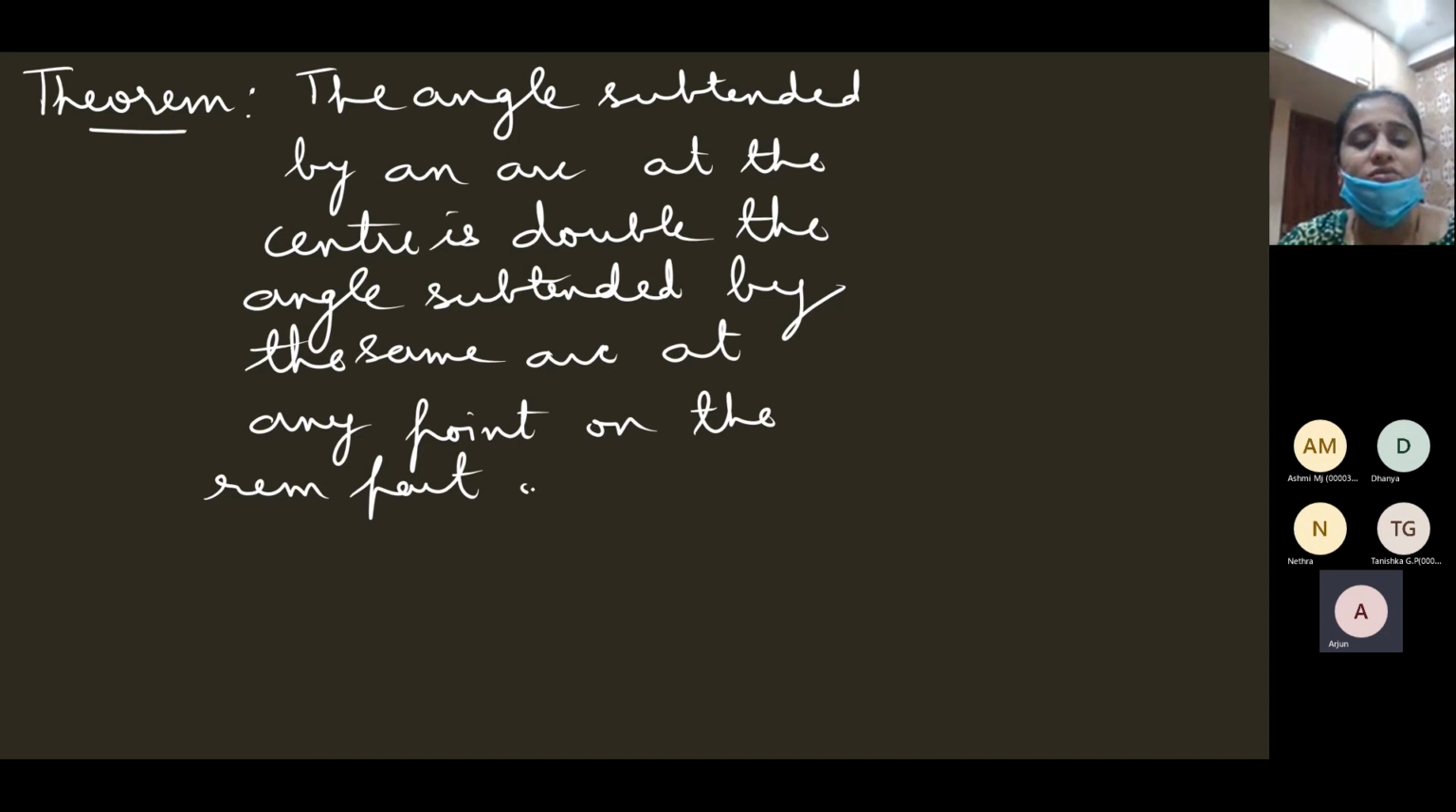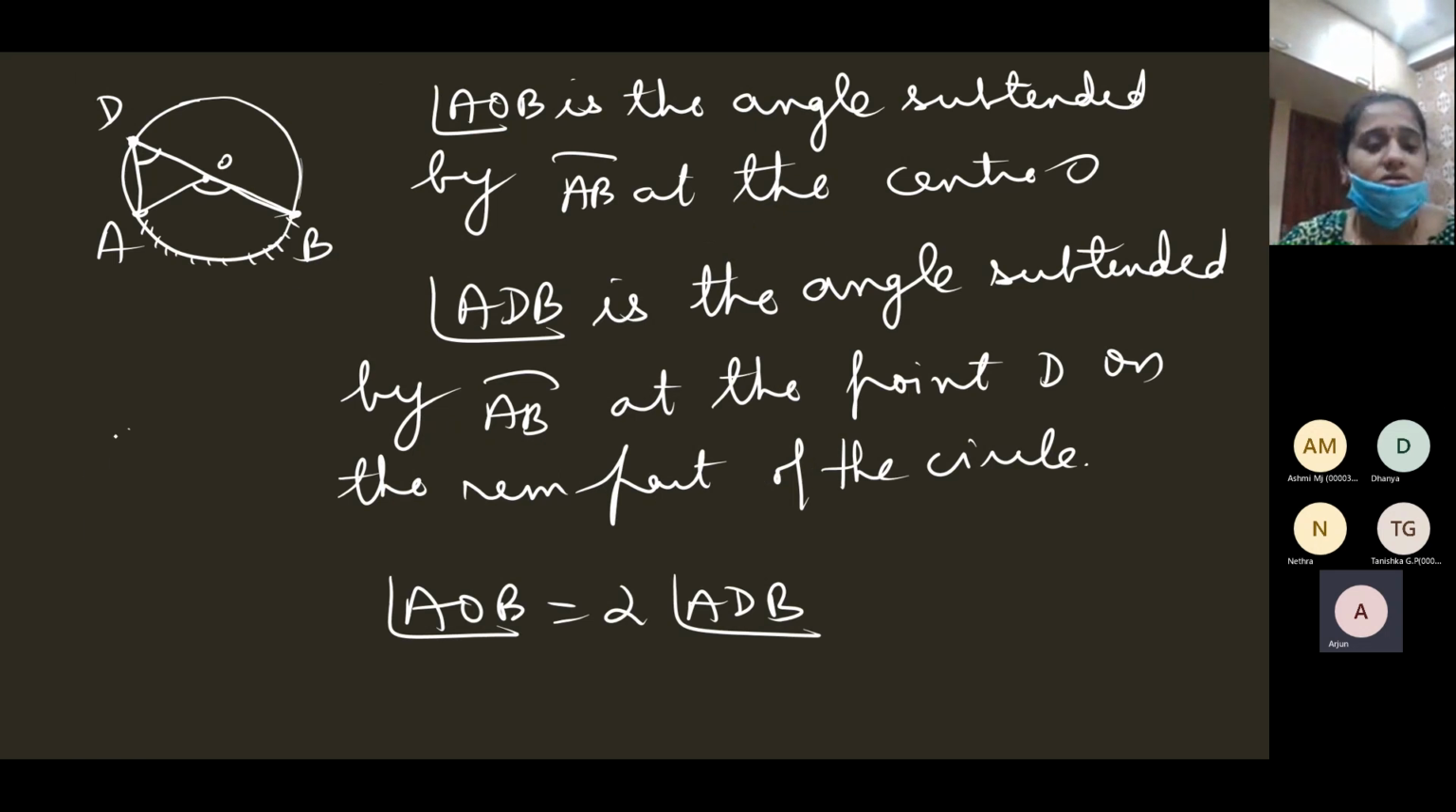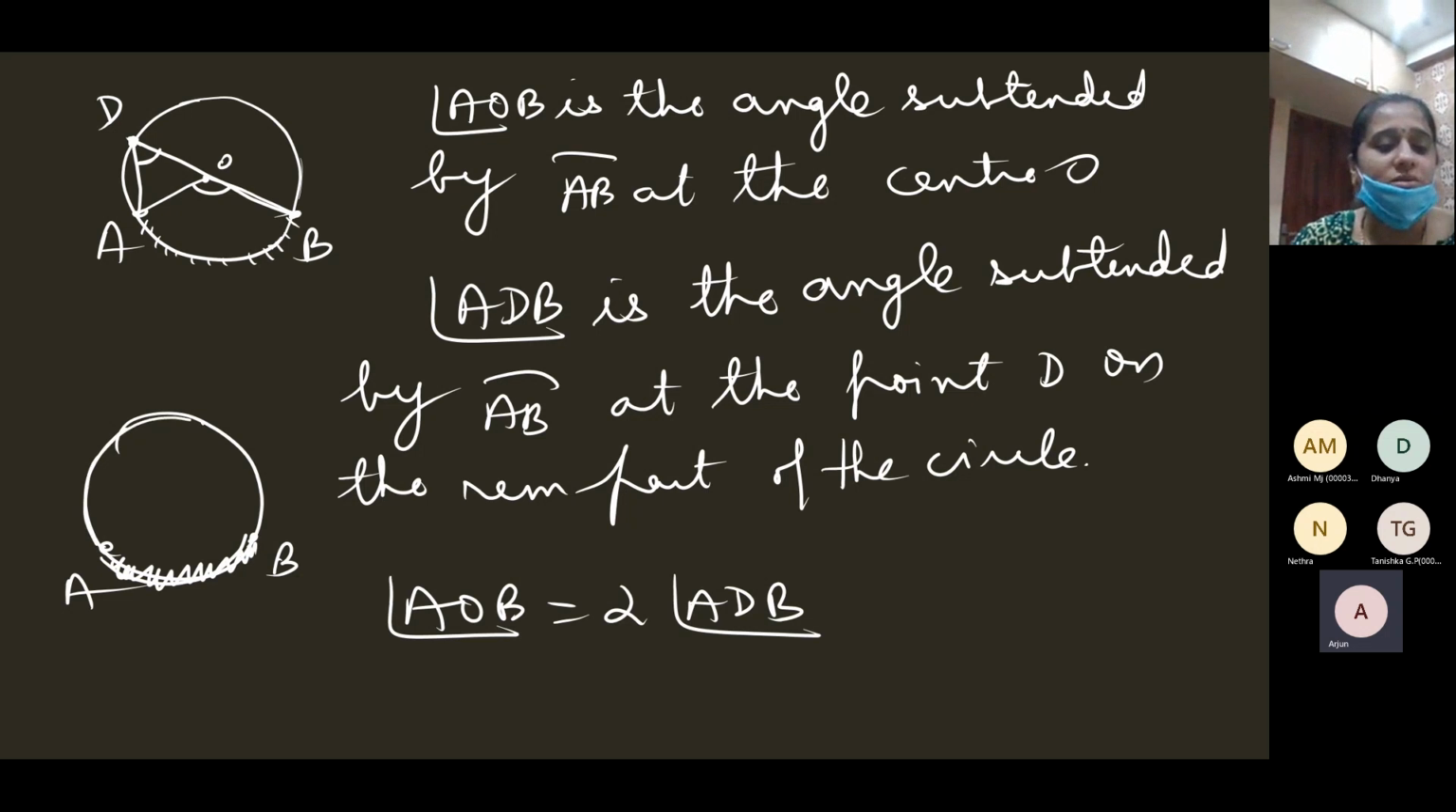Why do we say remaining part of the circle? Because it should not be on the arc itself, as I told you. This one is the arc AB. The point D should not be on the arc itself. So this is the remaining part of the circle. That point D can be anywhere on the remaining part of the circle, other than the arc.